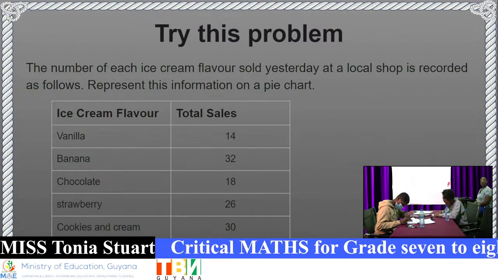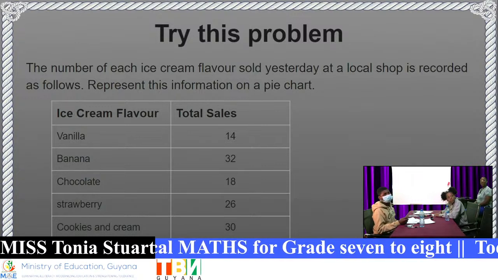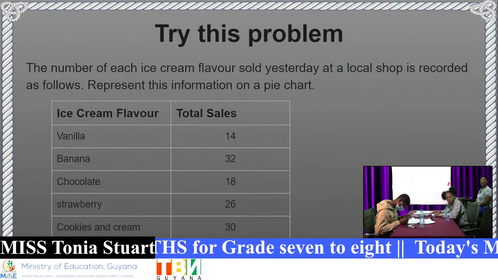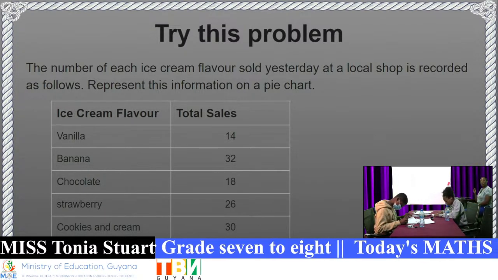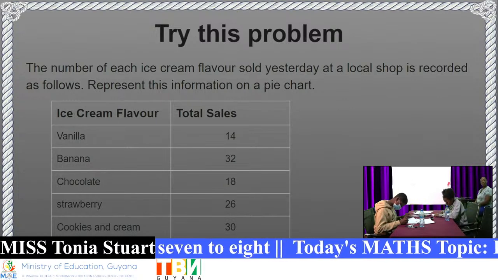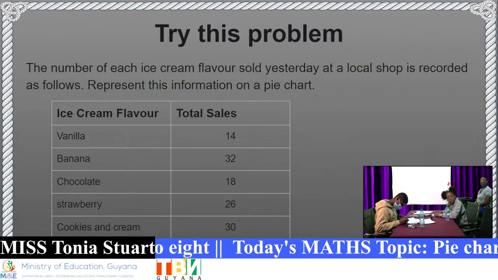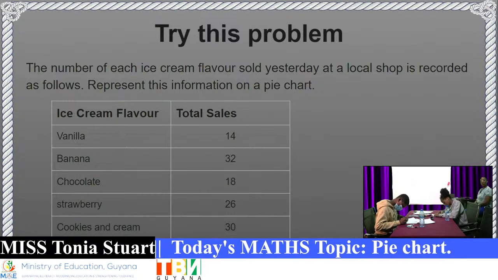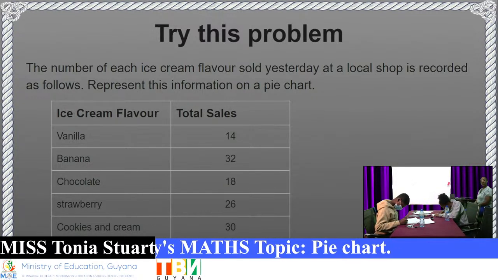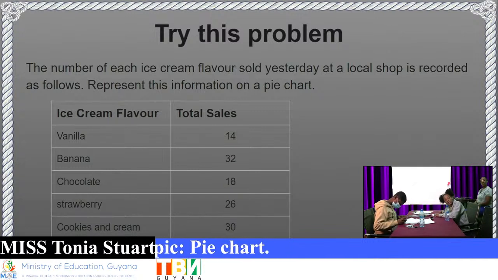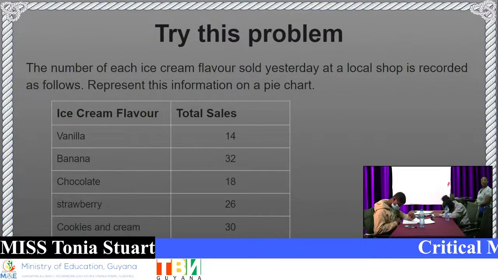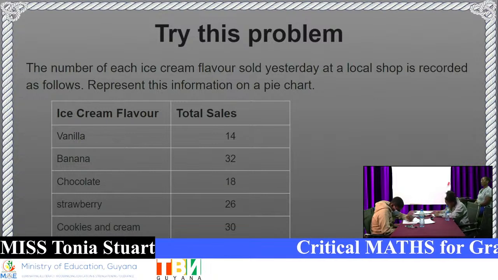So the ice cream flavors: we have vanilla, total sales of 14. We have banana, total sales of 32. We have chocolate, total sales of 18. Strawberry, total sales of 26. And cookies and cream, total sales of 30.